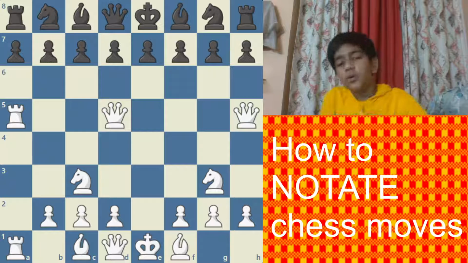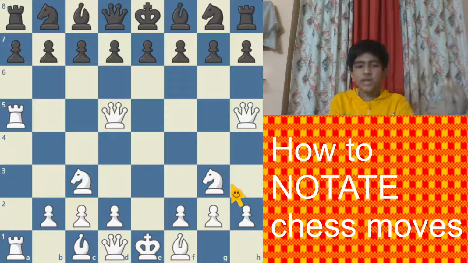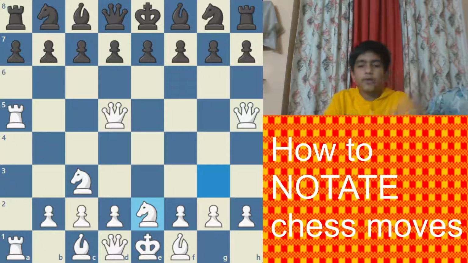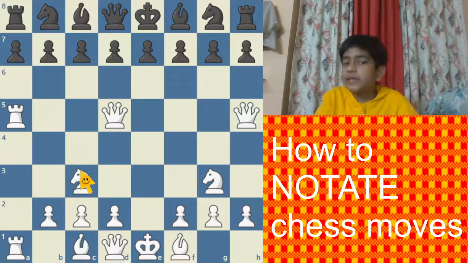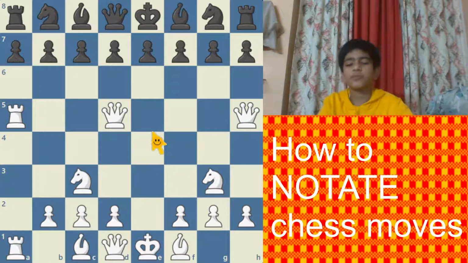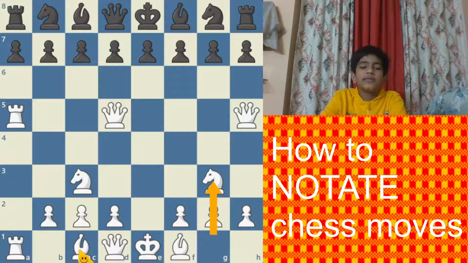Now something funny happens when two pieces can go to the same square. If two pieces can go to the same square at the same time, but you want only one of the pieces to go, then it gets a little interesting. So let's say that this knight wants to go to e2. Now you can write it as knight e2, but then it would be confusing which knight went to e2, this knight or this knight, because both of them can go to e2. So what you write for this is, you see that this knight is on the G file and this knight is on the C file.